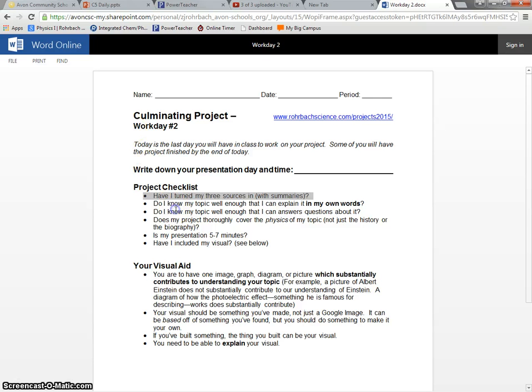Make sure your project thoroughly covers the physics of your topic, not just the history or biography. This would be particularly true if you were doing a scientist. So, for example, if you were doing Albert Einstein, it shouldn't just be about his life. It would have to be about some of the science that he's famous for. Also, if you're doing something like the atomic bomb, I don't want just a history of Truman and Nagasaki and Hiroshima. I don't want the history, I want the science of it.